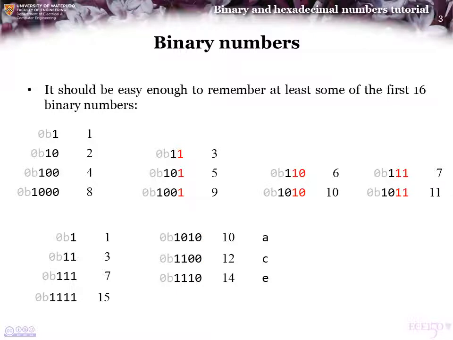Now, here we have a few slightly larger binary numbers, but also on the right-hand side, I have their corresponding hexadecimal digit. So 1010 is again 10, but that's also the hexadecimal number A. If I add 2 to 10, I get 12, which is the hexadecimal number C, and if I add 2 to 12, I get 14, which is the hexadecimal number E.